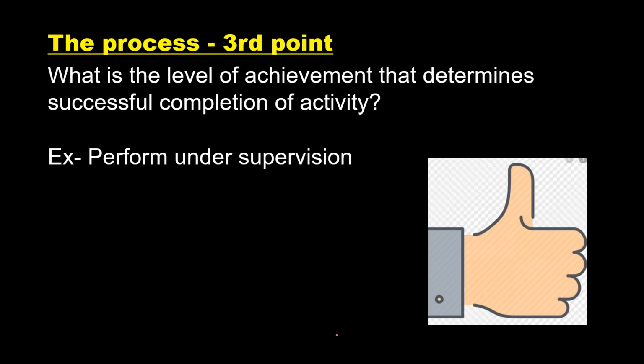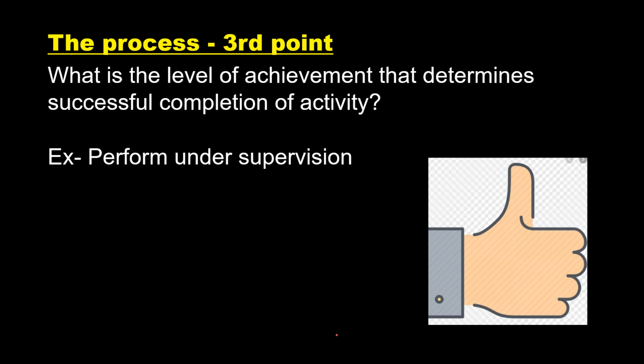Third point is, what is the level of achievement that determines successful completion of the activity? That again the teacher will decide. Suppose he is able to perform the activity well under supervision. Suppose we have taught the student blood pressure and now he is performing the blood pressure up to the satisfaction of the teacher in the lab, we will say that he is meeting the criteria.